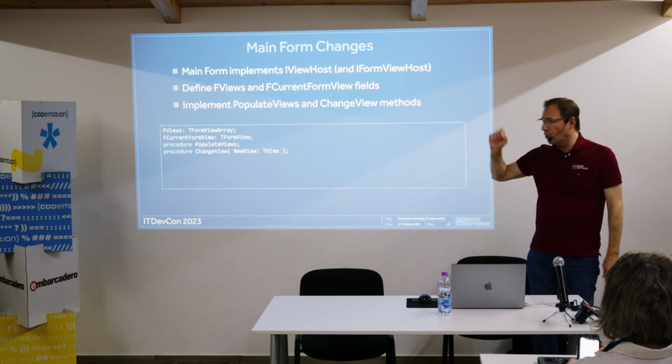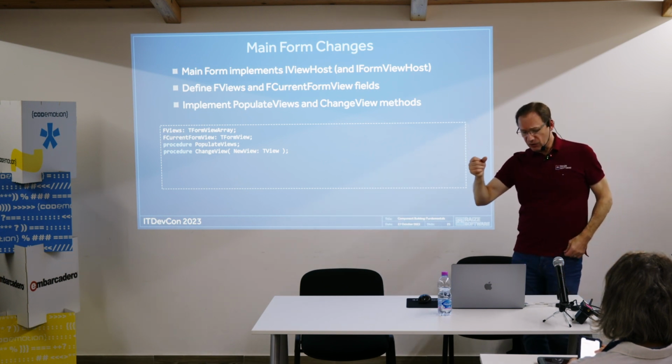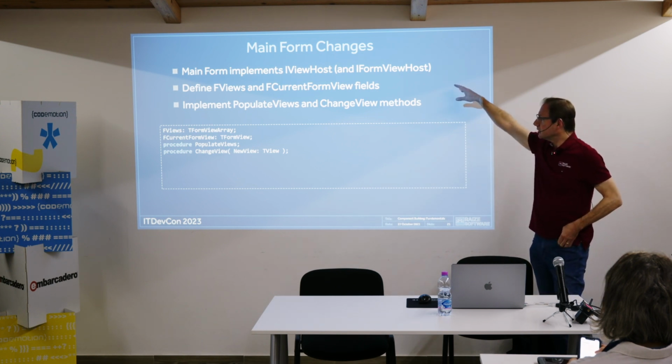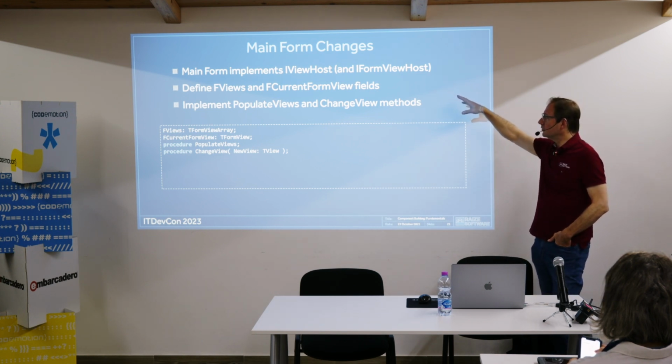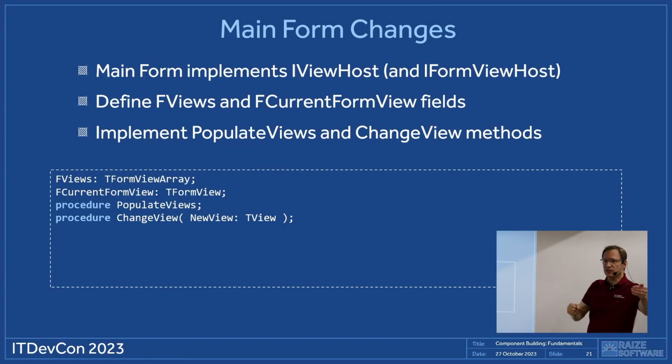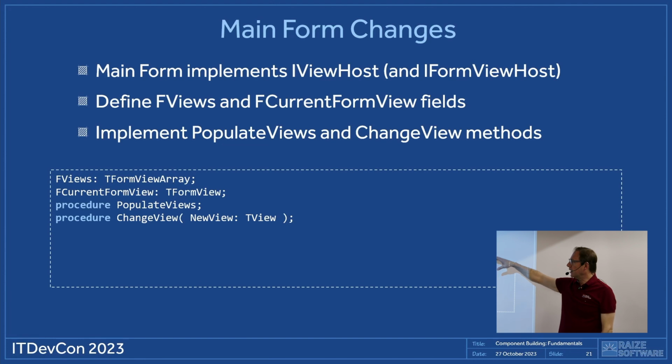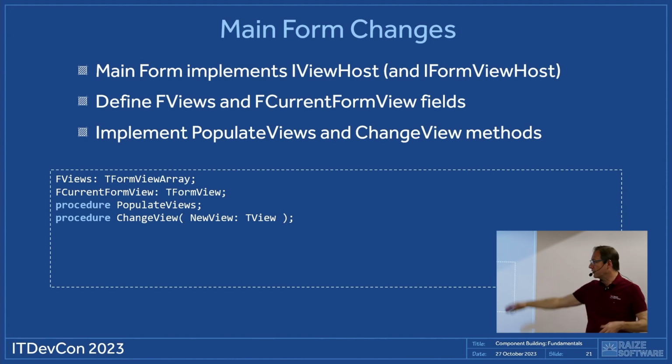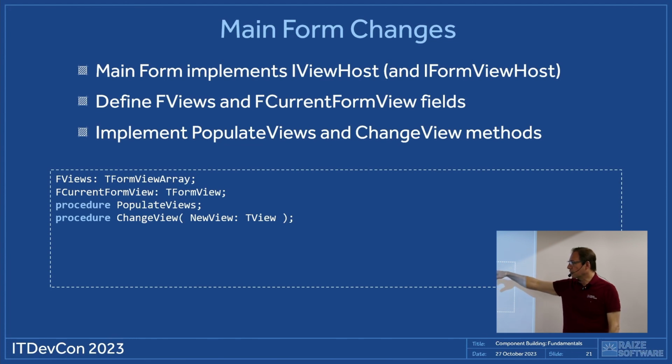So from the main form, basically our host is going to implement the iView host, which, because iView host descends from iForm view host, it has to implement all of the features that are there. We show those methods. We'll take a look in the code. And then the key things, what I'm highlighting here is in the definition, in the private section, you need to create some fields and two methods. So we need the views, which is the array. So this is where the alias comes in. Then we're going to have, well, what is our current view?